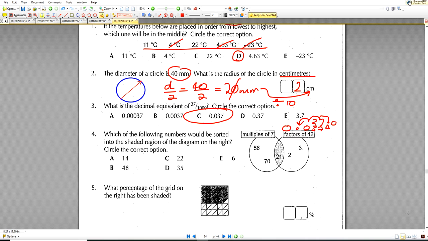Question number 4. Which of the following numbers would be sorted into the shaded area of the diagram on the right? So we need a number that's going to be a multiple of 7, which means it's in the 7 times table, and a factor of 42, which means that 42 divides by it. The numbers that divide into 42 is not that one. That one is, but that's not a multiple of 7. It's not this one, and it's definitely not this one. And 14 is absolutely our answer, because 14 is in the 7 times table, and 42 will also divide by 14. Let's move on to the next question, folks.